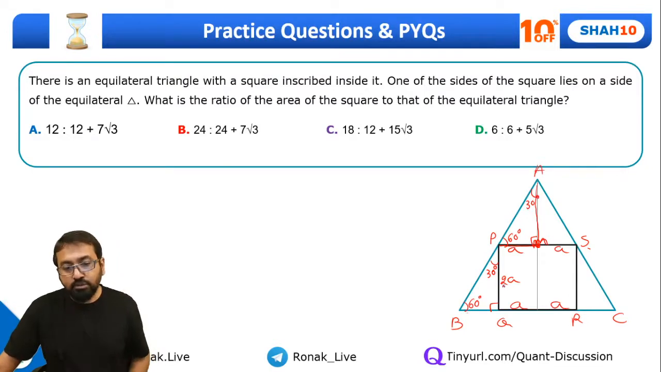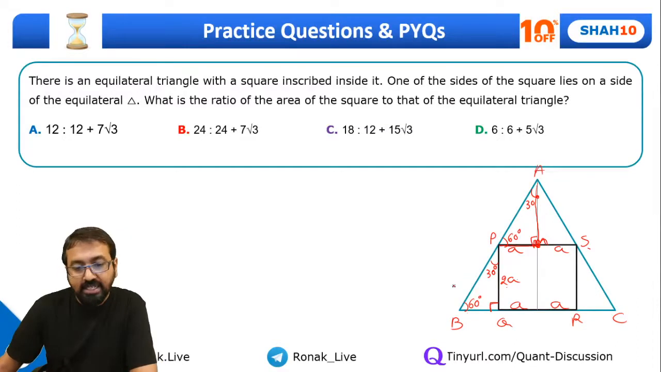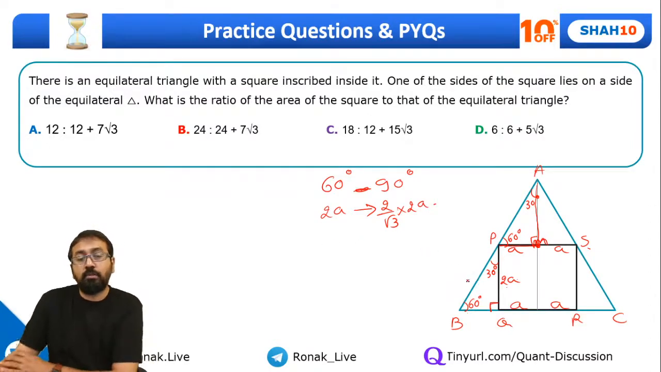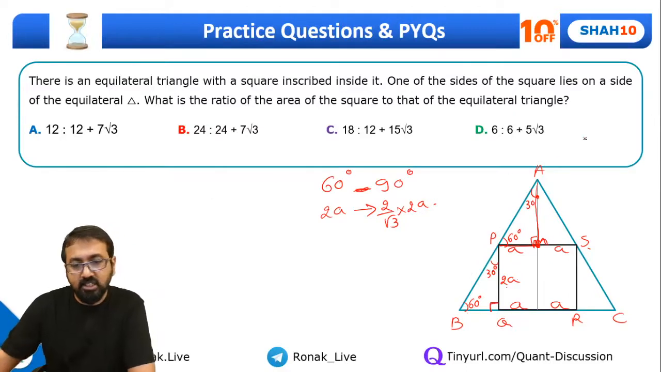Now the side opposite to 60 degrees is 2A, right? So what will be the side opposite to 90 degrees? If you know the side opposite to 60 degrees, say it is 2A, then the side opposite to 90 degrees will be 2 by root 3 times this one, because root 3 by 2 times the hypotenuse is the side opposite 60, so it will be 2 by root 3 times 2A. So it will come out to be 4 by root 3 A. This is the relation in a 30, 60, 90 triangle.